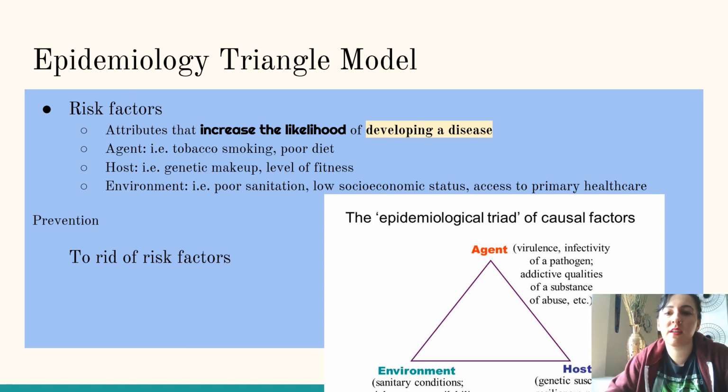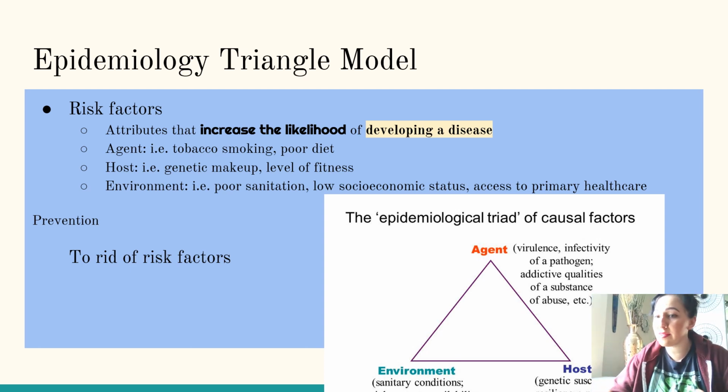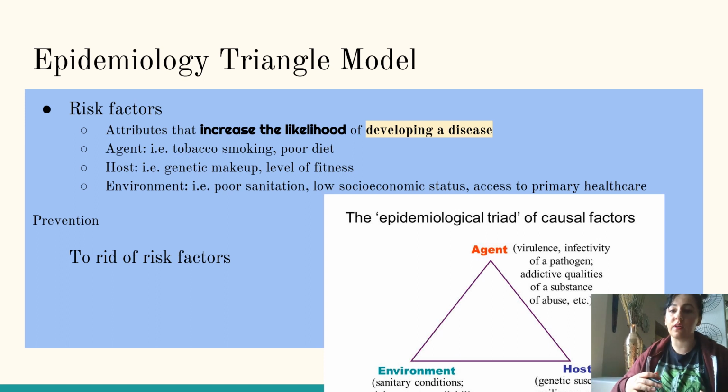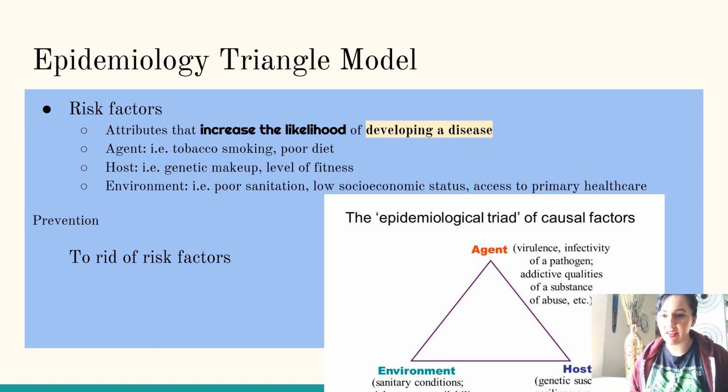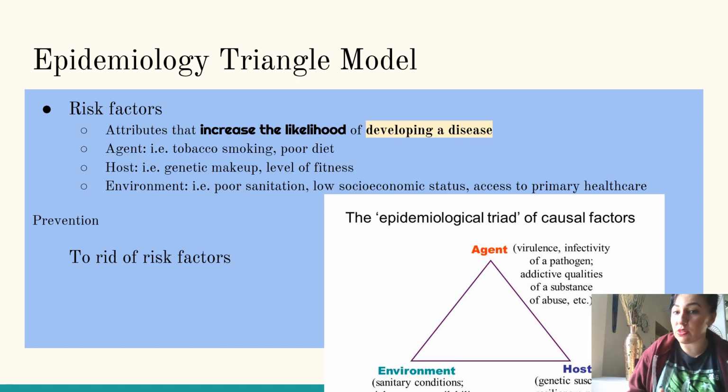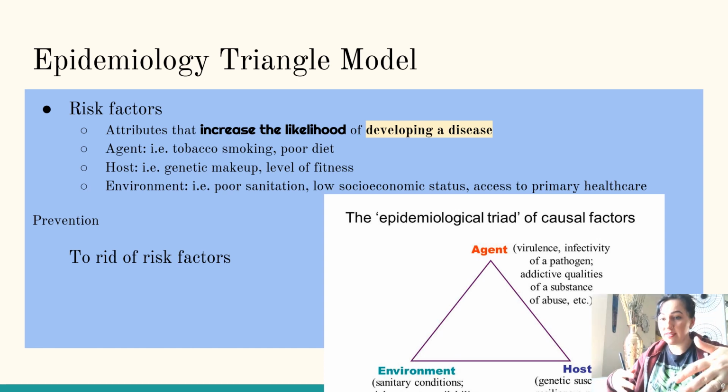Now the environment is where the host is. The host moves around in the environment. The host might catch the agent through the environment. The environment may influence the host's progression of disease, or it might reduce progression of disease. So the environment has a huge effect on the host and also the agent, and how a disease might develop.